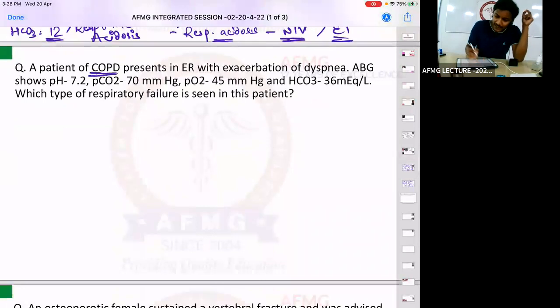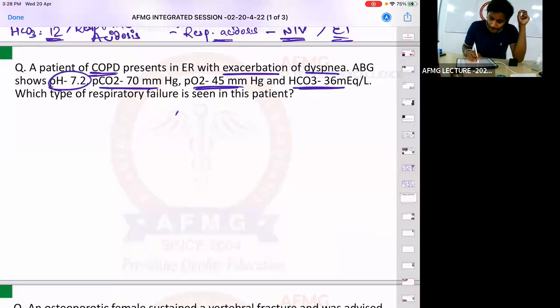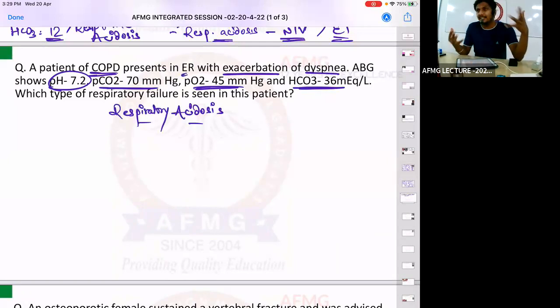So a patient of COPD presents in the emergency room with exacerbation of dyspnea. ABG shows pH 7.2, PCO2 70 mm of Hg, PO2 45 mm of Hg, bicarbonate 36. Now you tell me: pH is 7.2, so it is acidosis. PCO2 is 70, that means it is respiratory acidosis. No issues that PO2 would be decreased if the patient is having dyspnea.